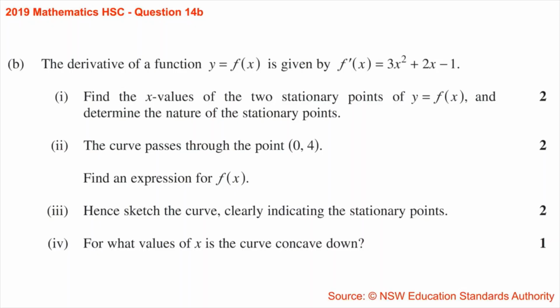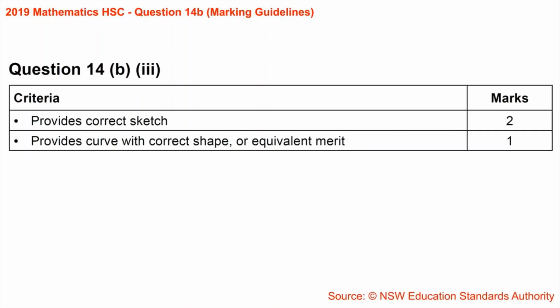Part 3. Hence sketch the curve, clearly indicating the stationary points. The following are the marking guidelines for question 14b, part 3. For 1 mark, we have provides curve with correct shape or equivalent merit, and for 2 marks, we have provides correct sketch.